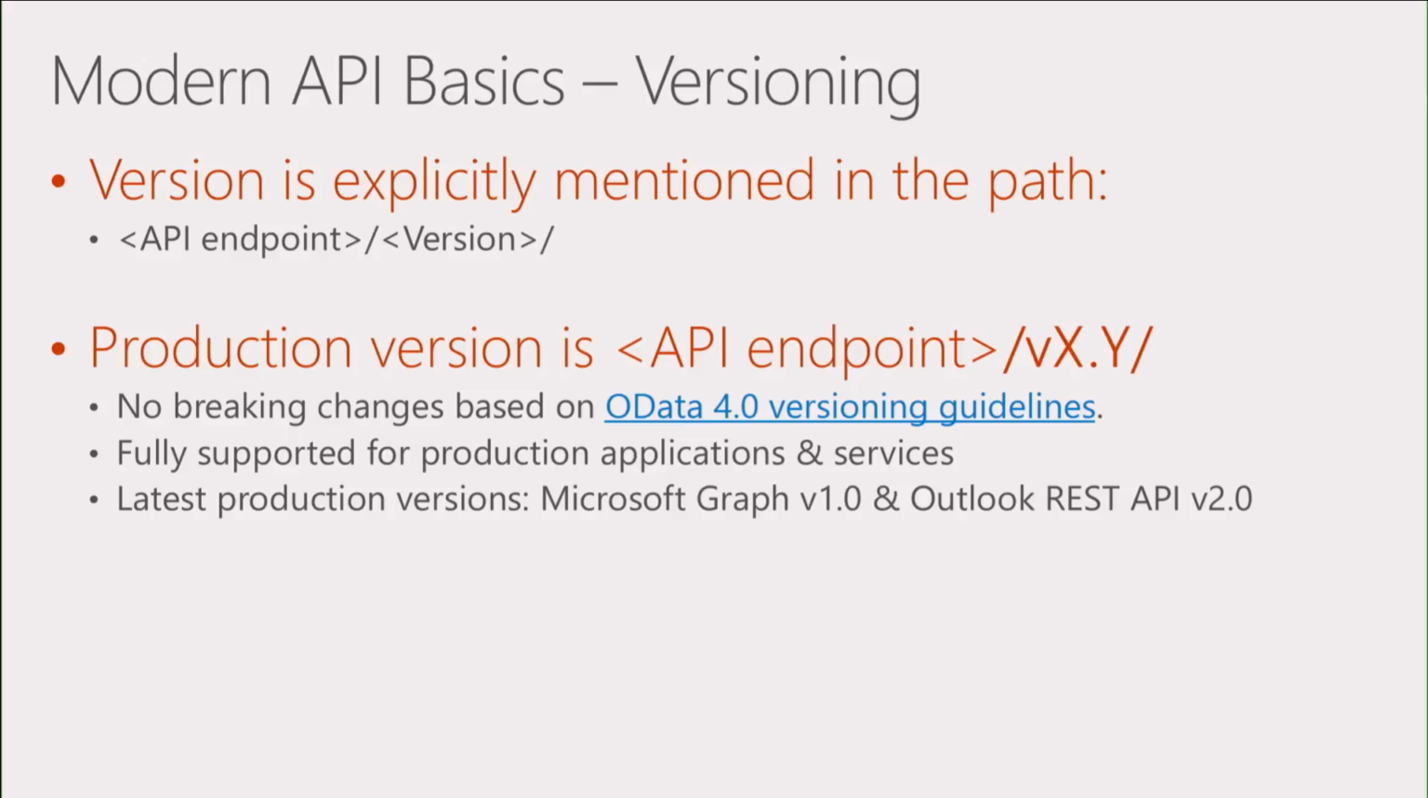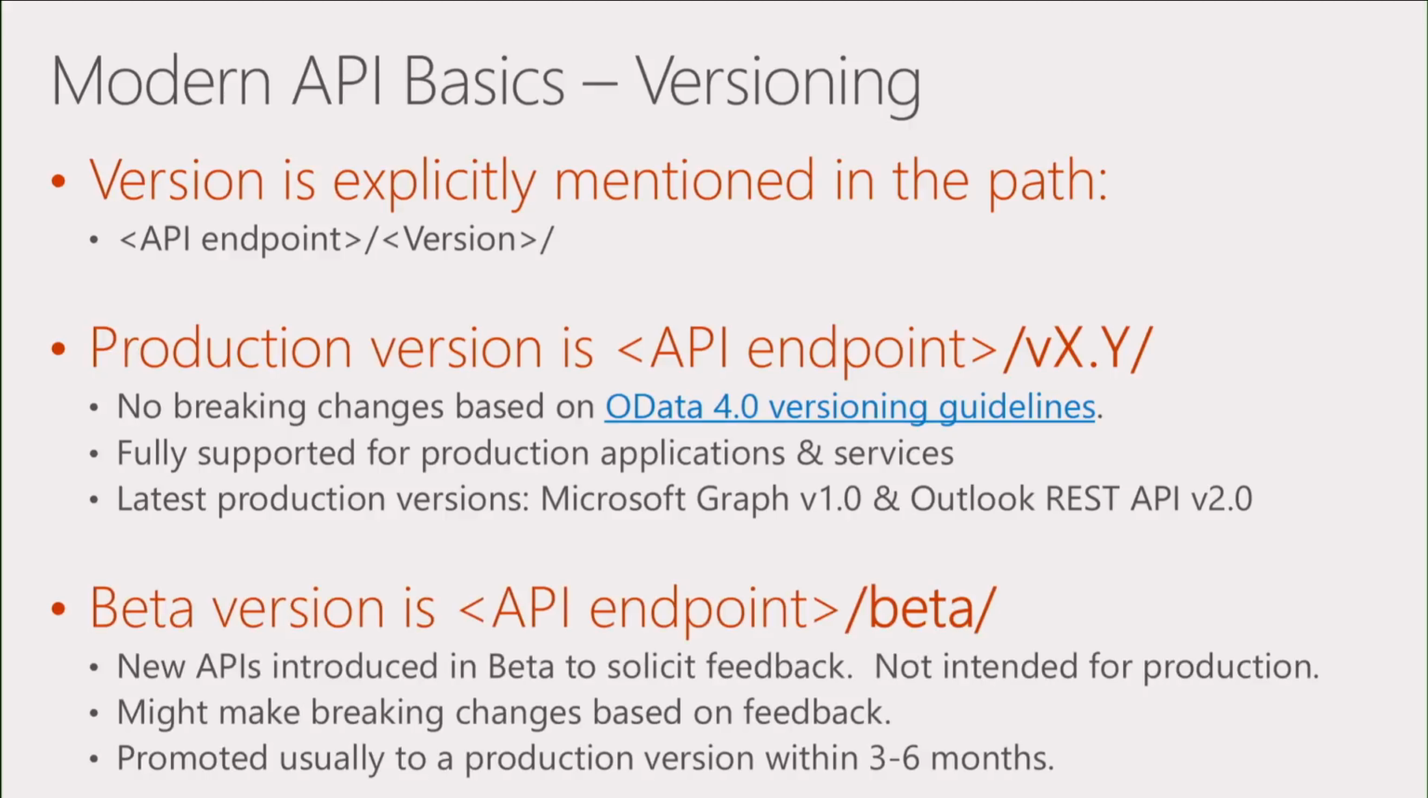And for Graph, the latest version we have today is V1. And for Outlook, it's V2. This is just because we ended up shipping the individual workload APIs about a year roughly ahead of Graph, and that's the only reason you see the versioning difference. But functionality wise, these two are equivalent.